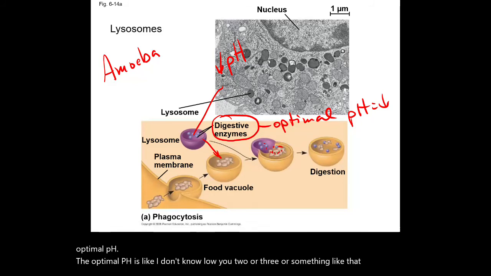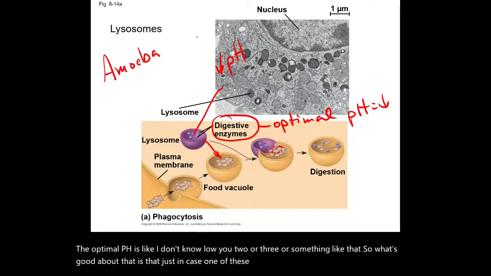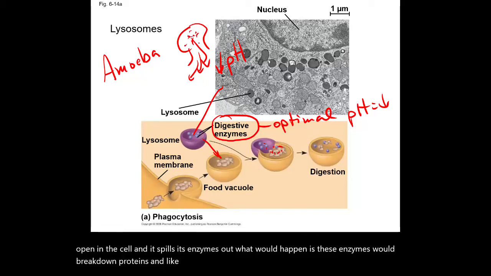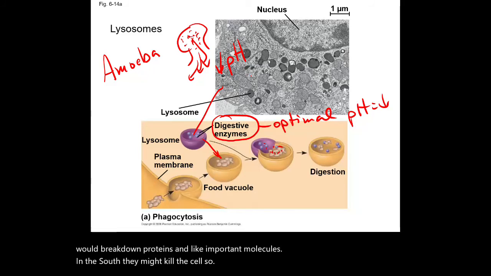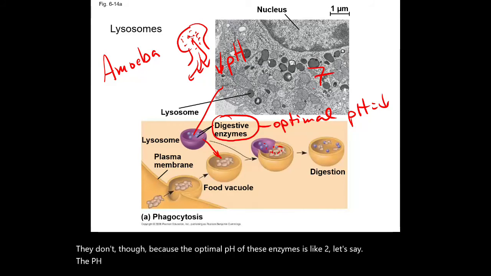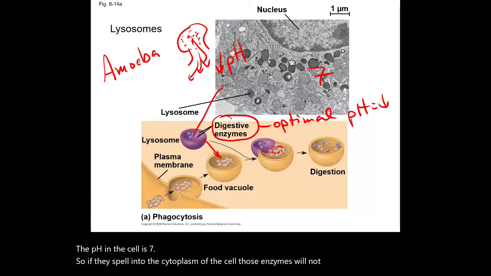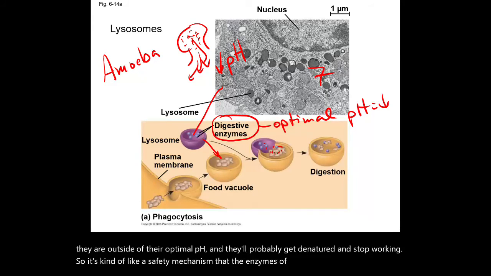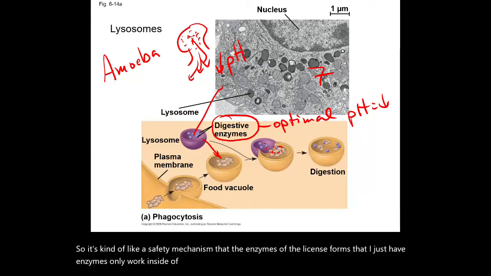So what's good about that is that just in case one of these lysosomes breaks open, if one of them pops open in the cell and it spills its enzymes out, these enzymes would break down proteins and important molecules in the cell. They might kill the cell. They don't, though, because the optimal pH of these enzymes is like 2, let's say, and the pH in the cell is 7. So if they spill into the cytoplasm of the cell, those enzymes will not work anymore because they're outside of their optimal pH, and they'll probably get denatured and stop working. So it's kind of like a safety mechanism that the digestive enzymes of the lysosomes only work inside of the lysosome. Hey, that's cool.